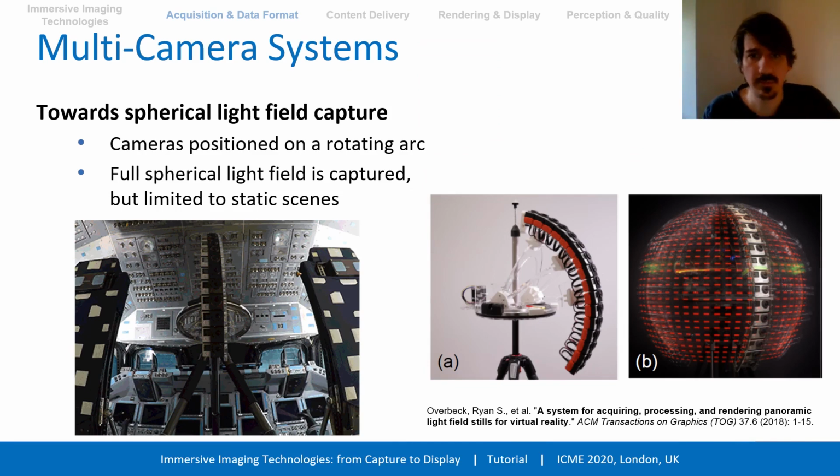The first example, which is shown here, is a system designed to capture spherical light fields, where multiple GoPro cameras are mounted on an arc, and this arc is rotated around an axis. Similar to single camera systems, it cannot be used to capture videos, but it can reduce the acquisition time compared to a single camera. And this is the system that was used to capture data for the Google VR experiment called Welcome to Light Fields, which was mentioned in part 1.